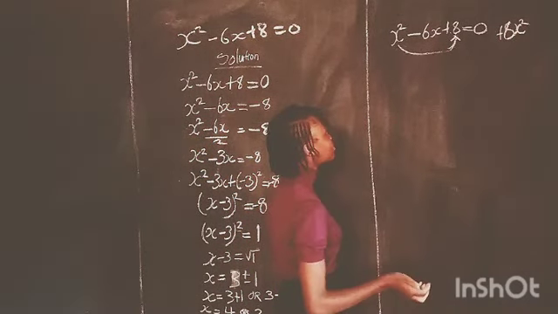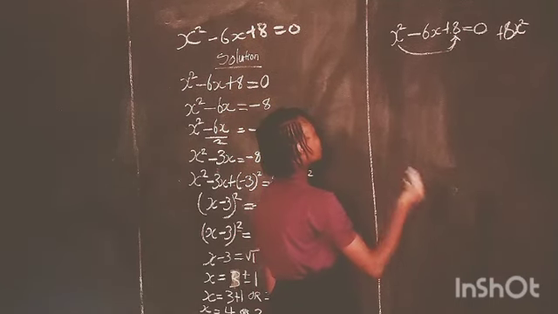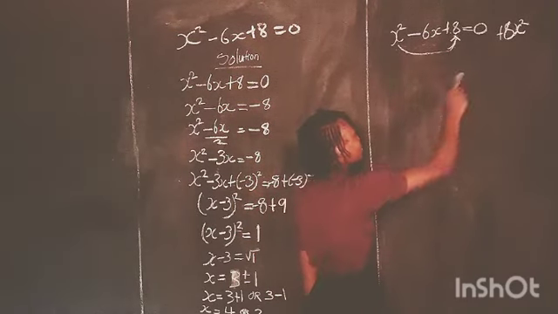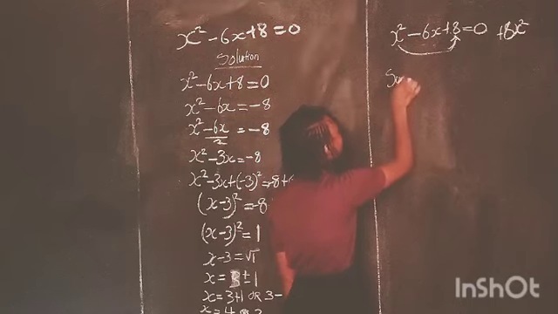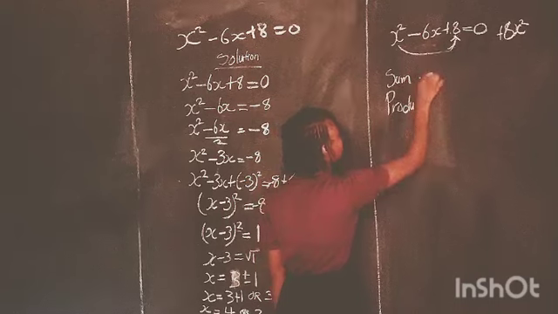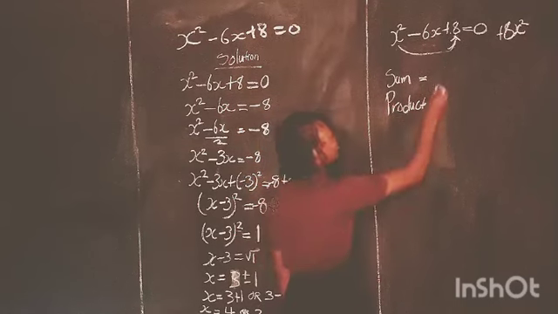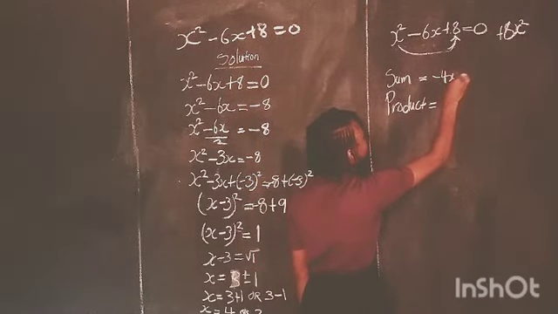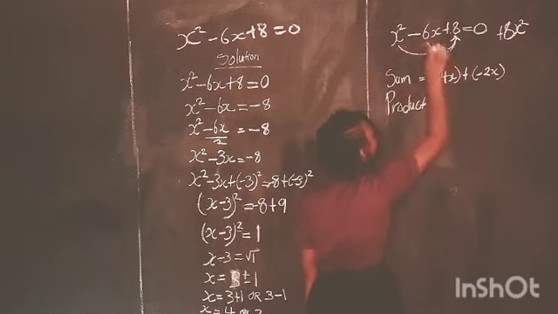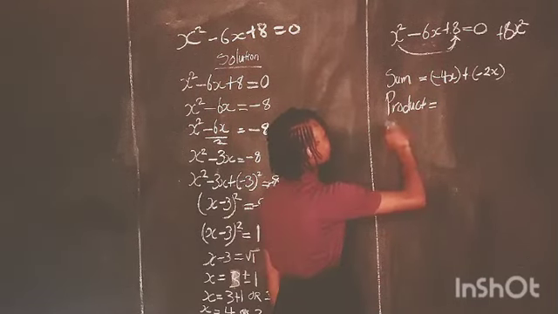Okay, but in factorizing, we're going to look for two numbers in which the sum of them will give us minus 6x, and the product is going to give us 8x squared. That's the sum and the product. Okay, so let's use minus 4 and minus 2. Minus 4x plus minus 2x is going to give me minus 6x.